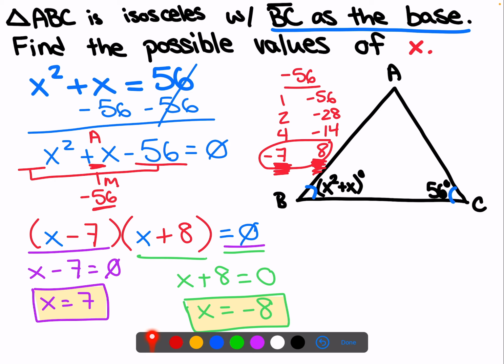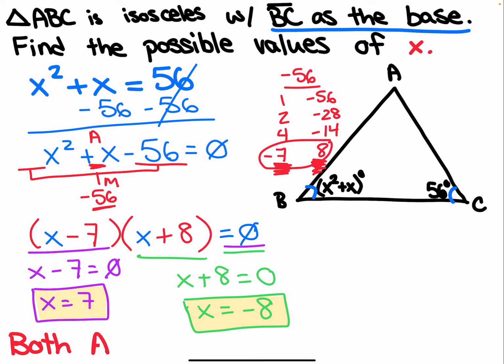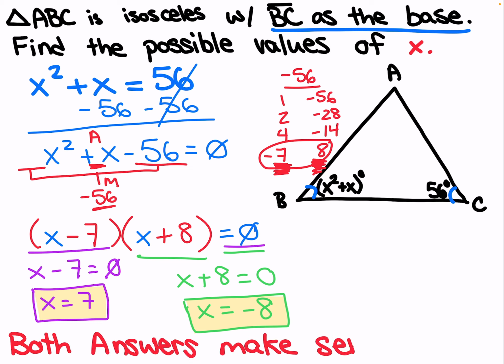Now, if I want to check my work, I plug these back in and see if they work out. 7 squared will give me 49, plus 7 will give me 56. So if these are both 56, that's true, it's isosceles. Plug in negative 8. Negative 8 squared is 64. 64 minus 8 will give me 56. Both answers work in this case, so therefore both answers are correct.